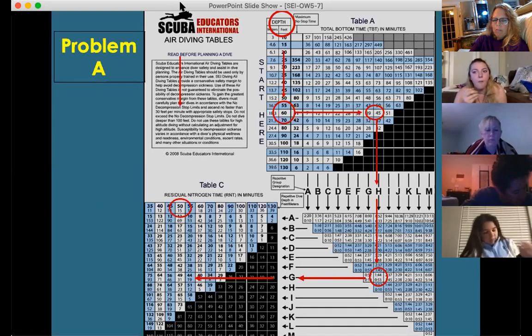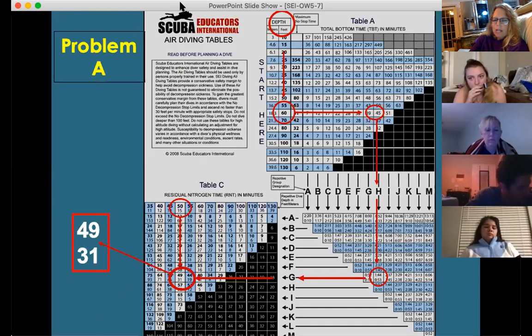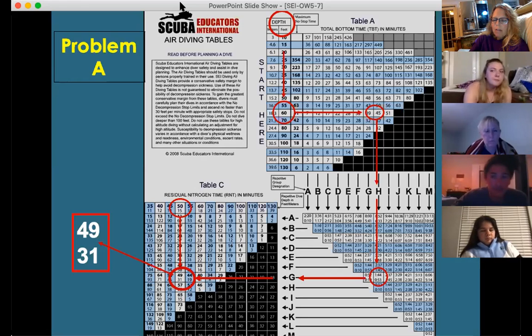Second dive, we want to go to 50 feet. And so we're going to look at 50. The question is, how long can you stay? Well, the top number is not how long you can stay. The top number is residual nitrogen time. The bottom number is bottom time. So the question is, how long can you stay? It's bottom time. So the answer is 31. See that? So the answer is 31.